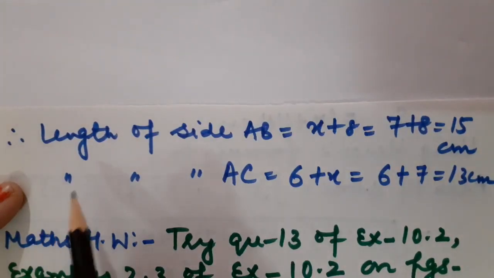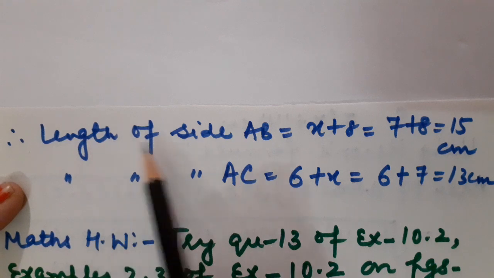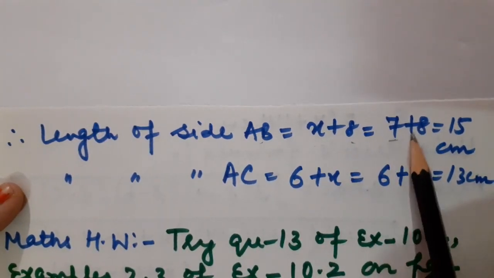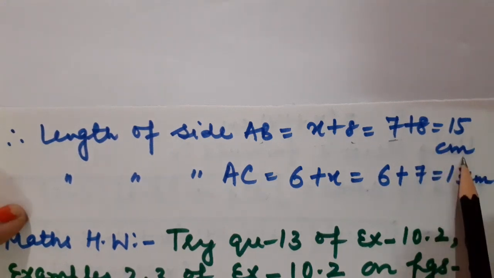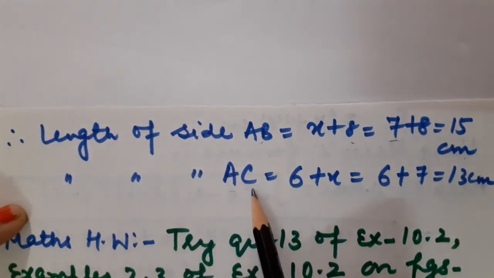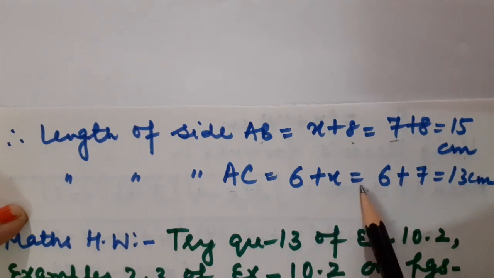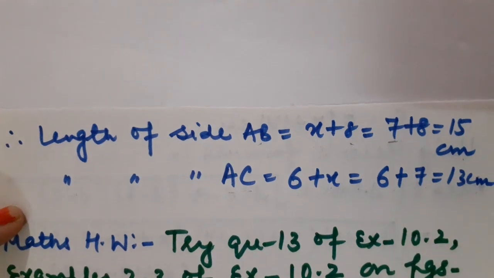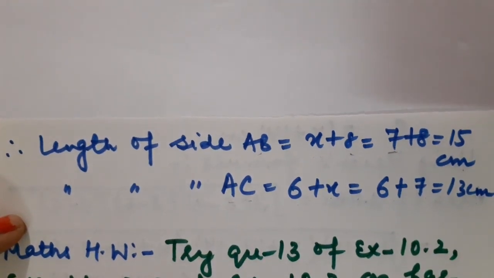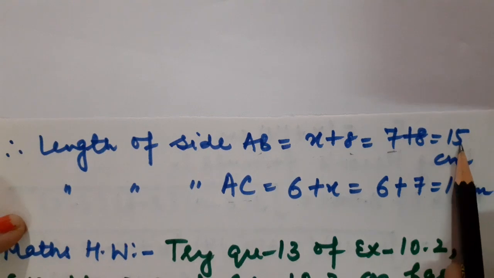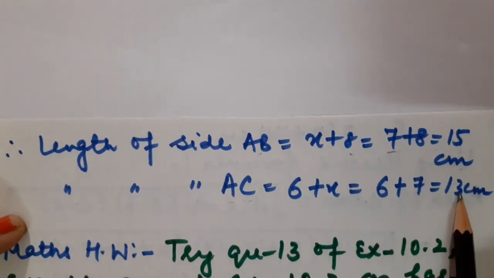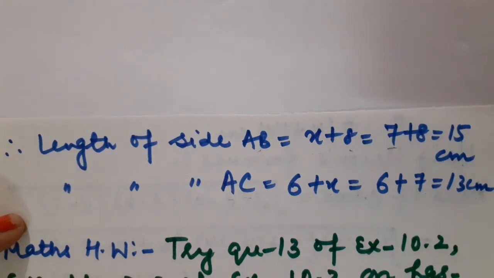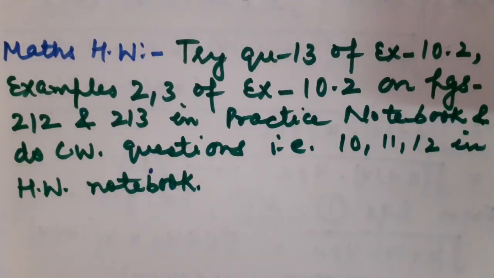So children, after calculating the value of x, we have to just calculate the length of the sides. The side AB was x plus 8. x is 7, plus 8, that is 15 centimeter. Okay. And the length of the other side AC, that is 6 plus x, is equal to 6 plus 7, is equal to 13 centimeter. Correct children? So what are the lengths of the three sides of the triangle? AB is equal to 15 centimeter, AC is equal to 13 centimeter, and BC we had been given that was 14 centimeter. Correct students?